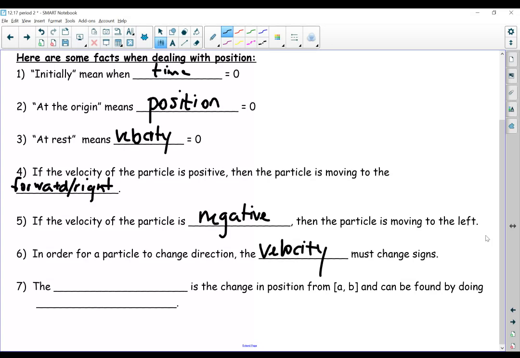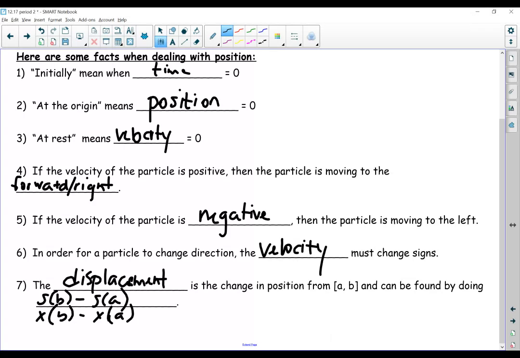Now, this is one you probably didn't know. The displacement, that's a vocab word, is the change in position from A to B, and can be found by doing S of B minus S of A if your position is called S, and X of B minus X of A if your position is called X. It's just final position minus starting position. It gives you the change in position. All right, 7 down. Let's see what else we got.